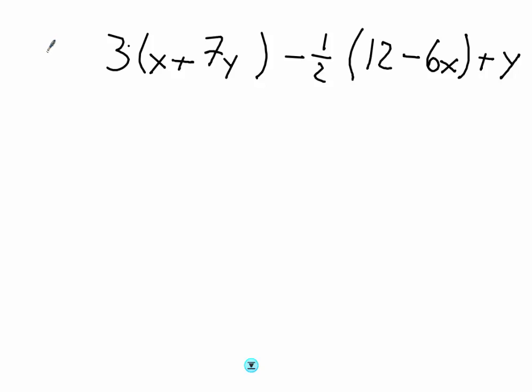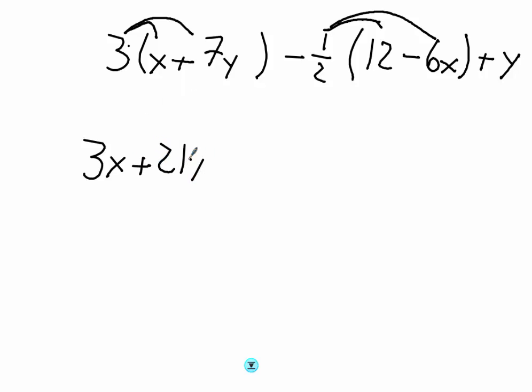The first step is to simplify this as much as we can before we combine like terms. If you remember from the first couple problems, since there's a number outside parentheses, we're going to be distributing. So 3 times x gives us 3x. 3 times 7y gives us plus 21y. Now we have to distribute a negative 1/2. Negative 1/2 times 12 gives us negative 6, because when you multiply by 1/2, you're really just dividing by 2. Then negative 1/2 times a negative 6x gives us a positive 3x. And we can't forget about our y on the end. So now we have 3x plus 21y minus 6 plus 3x plus y.